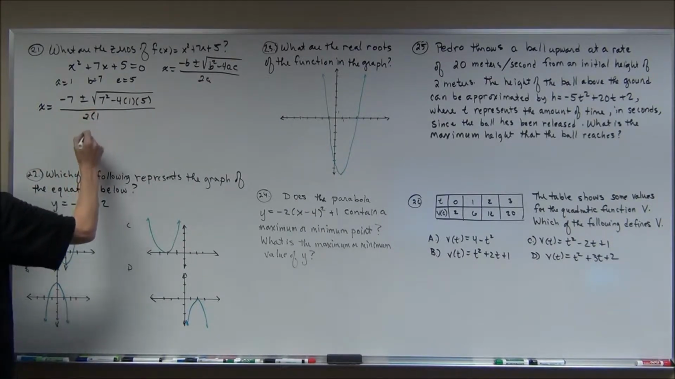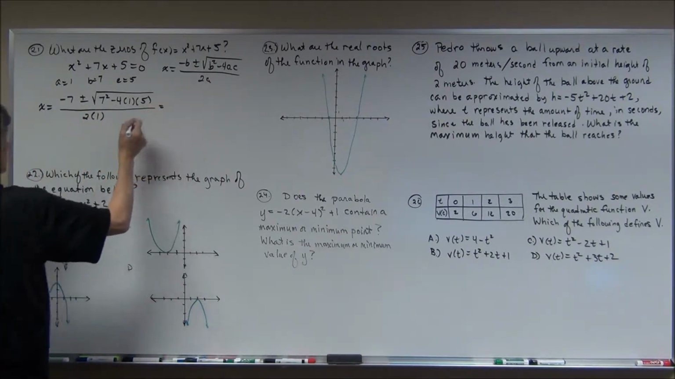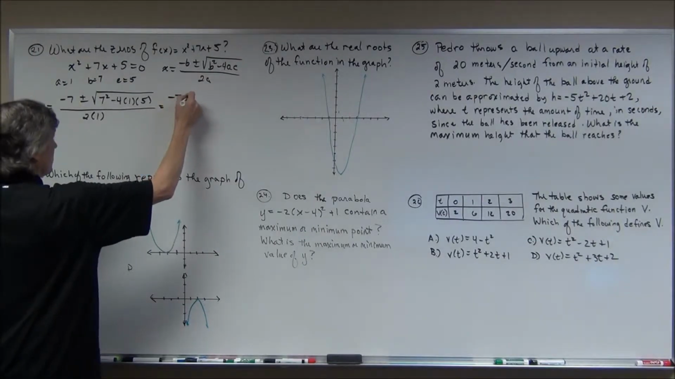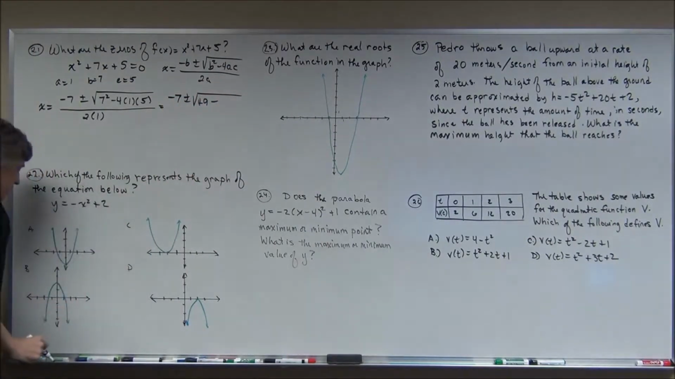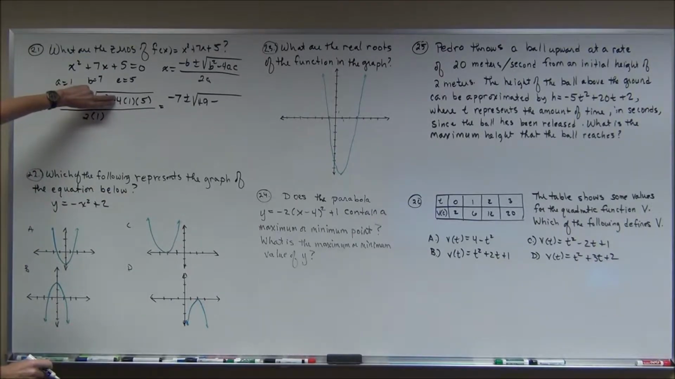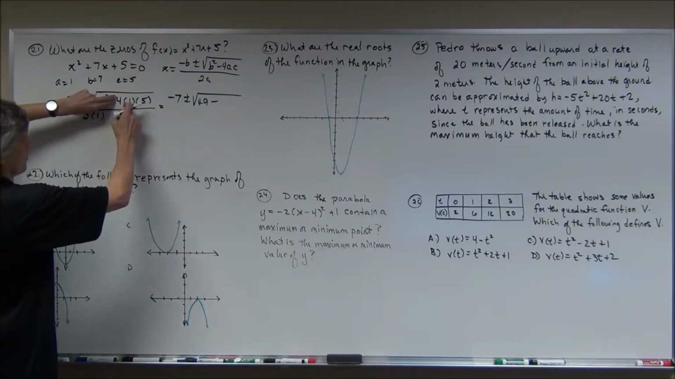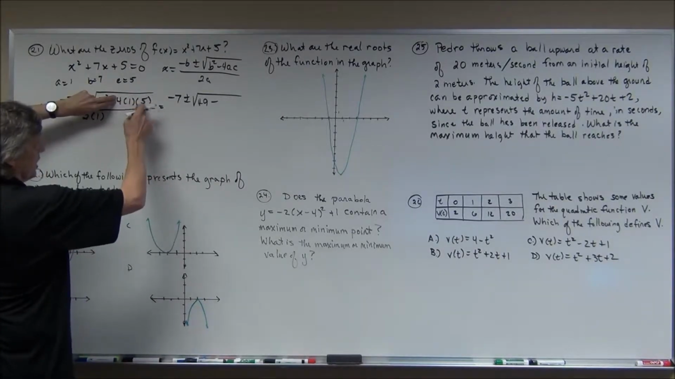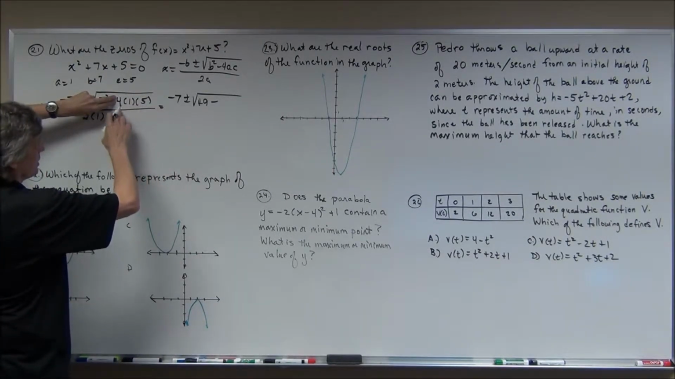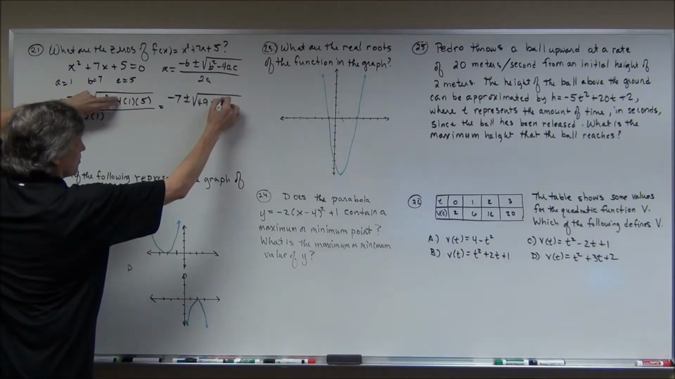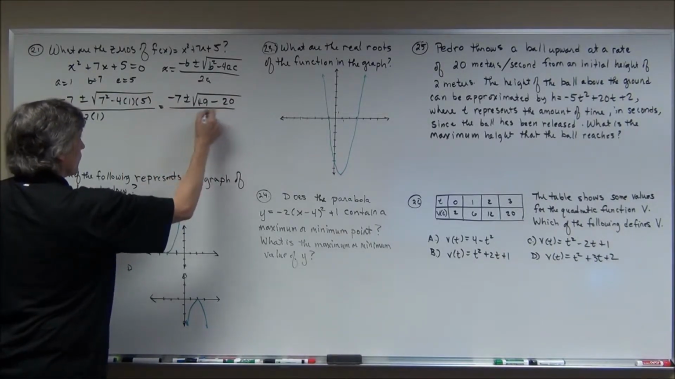all over 2 times 1. So this is negative 7 plus or minus the square root of 49 minus... now what I like to do here is cover up everything to the left of these three numbers so I can just see what I'm subtracting. I'm multiplying 4 times 1 times 5. This comes in handy when there are negatives involved as well, so that I don't mess up on my signs. But that's 20, so I am subtracting 20, and that's all over 2.